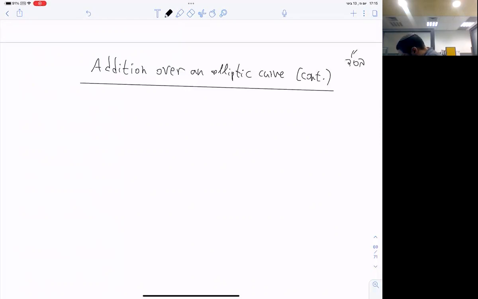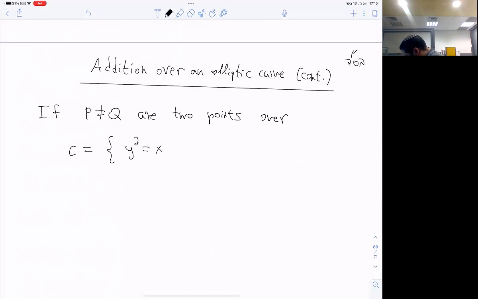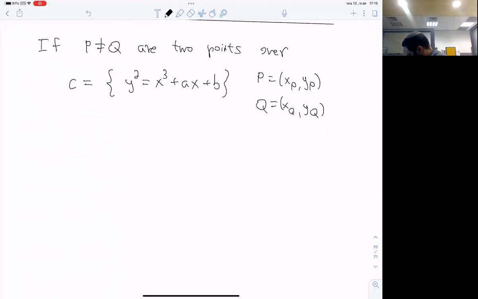So if P, which is not Q, are two points over C, where C is in affine coordinates something like this, we have P is (XP, YP), and Q is (XQ, YQ).